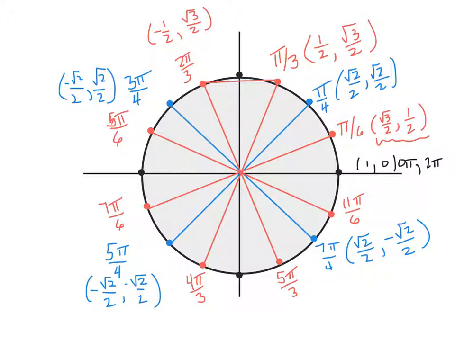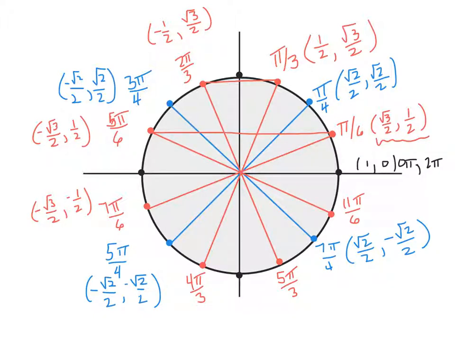When you come down to 5 pi over 6, 5 pi over 6 is going to have the same values as pi over 6, except we're going to have negative square root 3 over 2, positive 1/2, because in the second quadrant, the x value there is negative. Moving down to 7 pi over 6, I bet you could guess already that both the x and the y coordinates are negative, and they too are aligned with pi over 6.